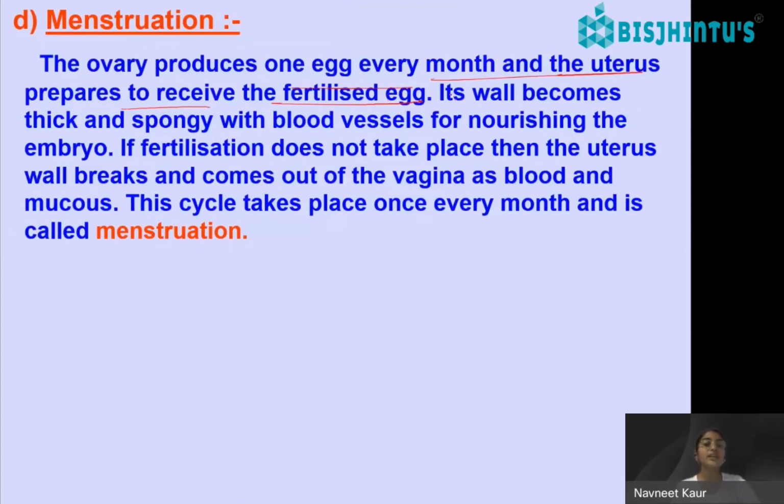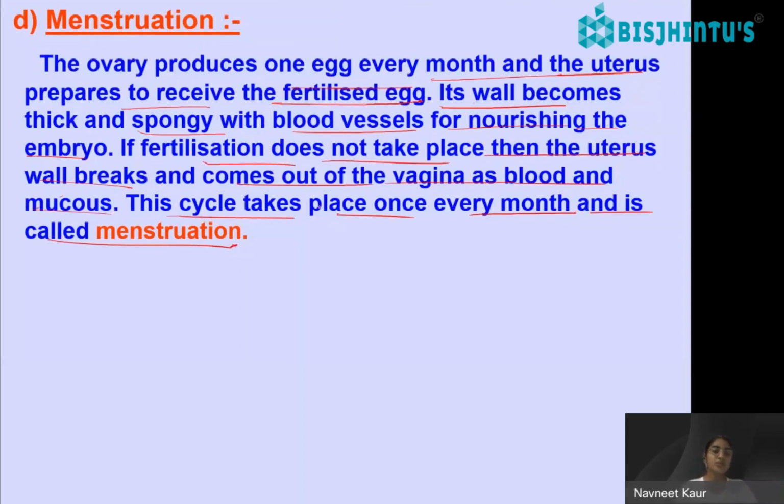So what will happen if this fertilization does not take place? Its walls become thick and spongy with blood vessels for nourishing the embryo. The uterus gets thick and spongy, and the blood flow in the blood vessels there increases a lot at that time, so that it can receive that fertilized egg and provide nutrition to it. But in case fertilization does not take place, the wall of the uterus breaks and comes out of the vagina as blood and mucus. This cycle takes place once every month and is called menstruation.